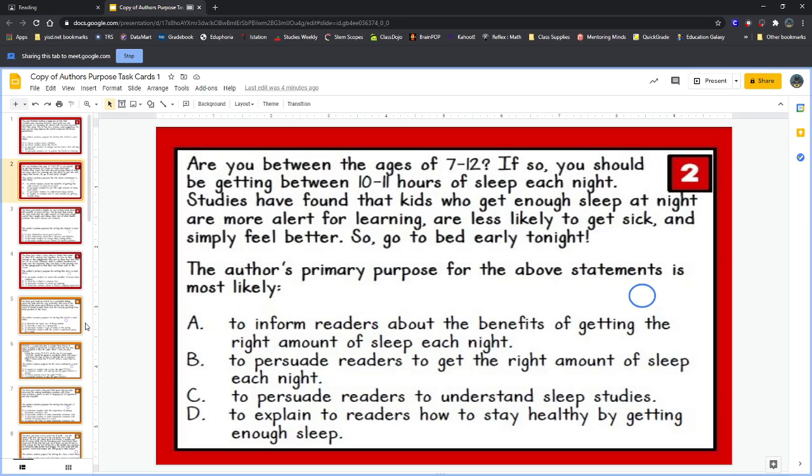So, if you say inform, means we have two answer choices. A, to inform readers about the benefits of getting the right amount of sleep each night. Or D, to explain to readers how to stay healthy by getting enough sleep. Here was the first one, Bella.